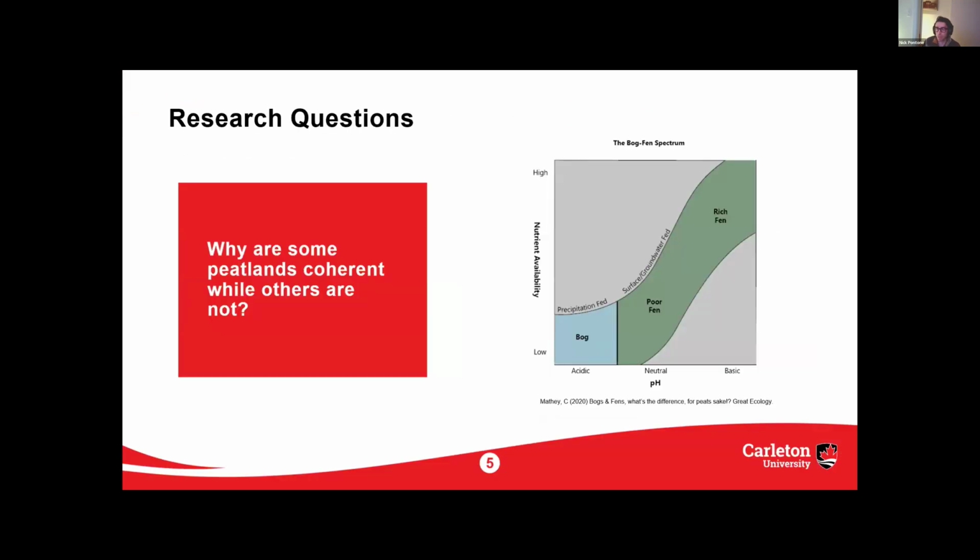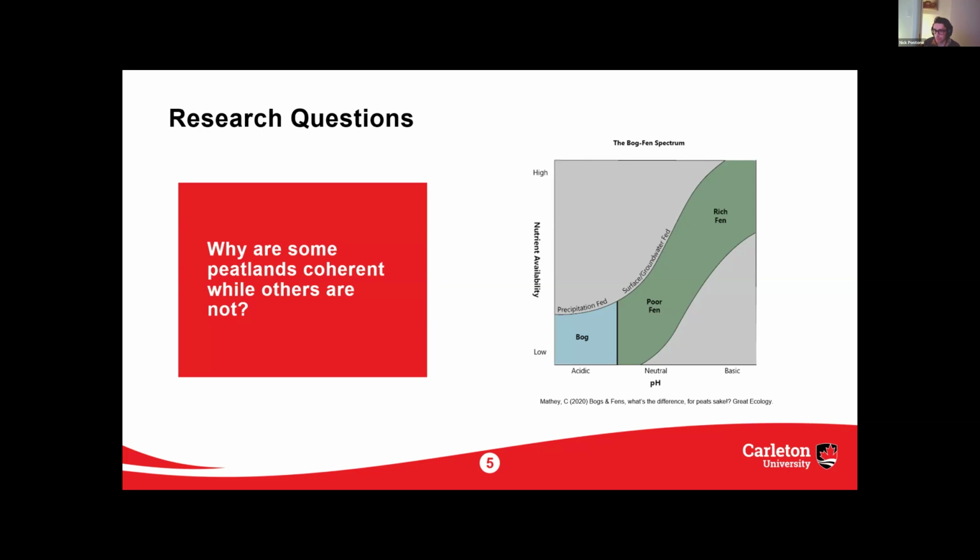And so the research question really is, why are some peatlands coherent while others are not? No one's really considered this, and it's important if we're going to be applying InSAR techniques across peatlands in Canada or across the world. It's important to understand where we can use it, where we can't, and why this happens. And from my perspective, I'm really interested in considering it by peatland type, and I'm really thinking in terms of bog, poor fen, and rich fen.